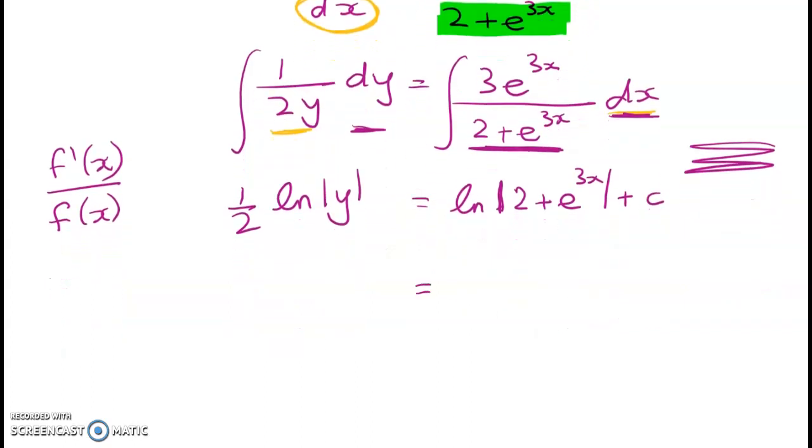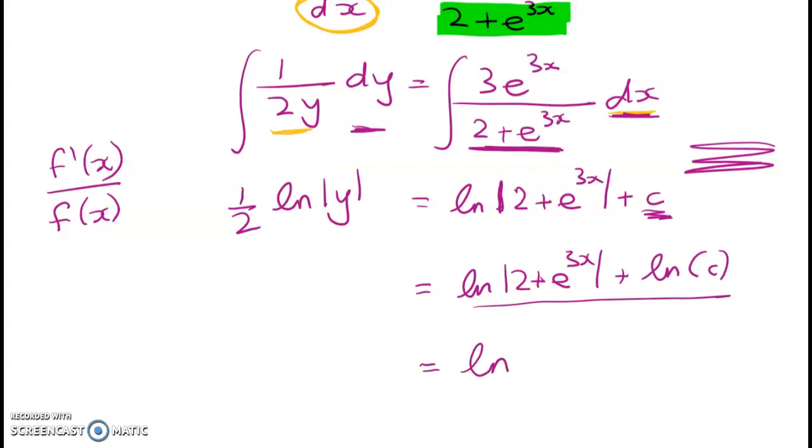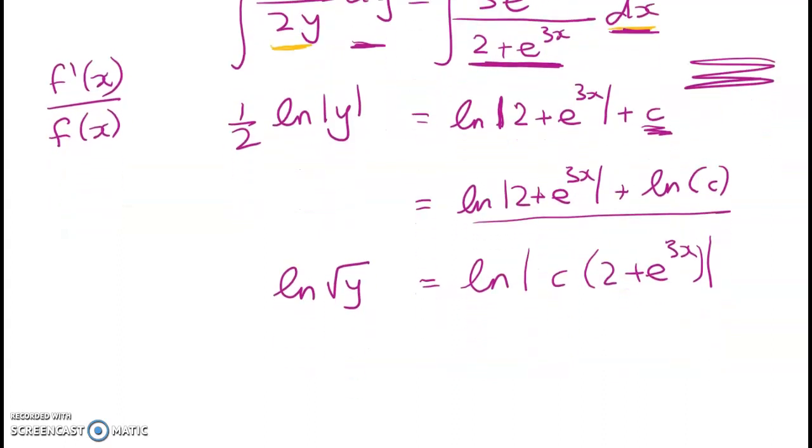Now, this is an arbitrary constant, so instead of writing it like that, I can write it as log of c. And when I do that, that means that I can combine these two things together as the natural log of c times 2 plus e to the 3x. Okay, that's using my level 2 NCEA log rules. And over here, that gives me the natural log of the square root of y.